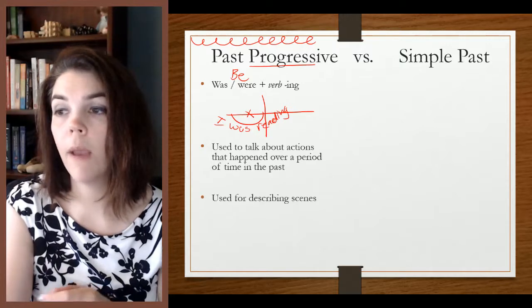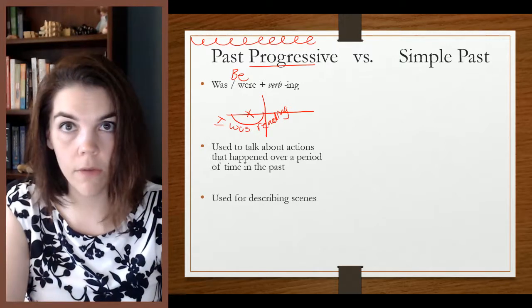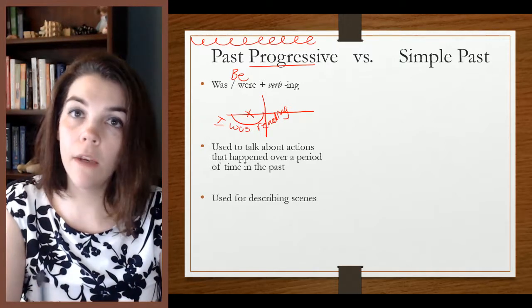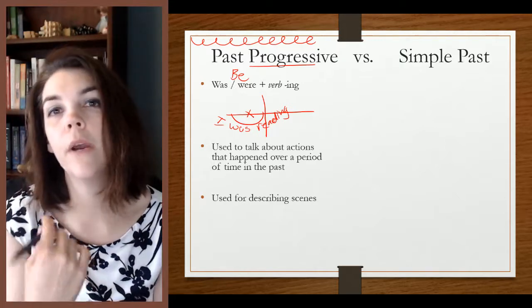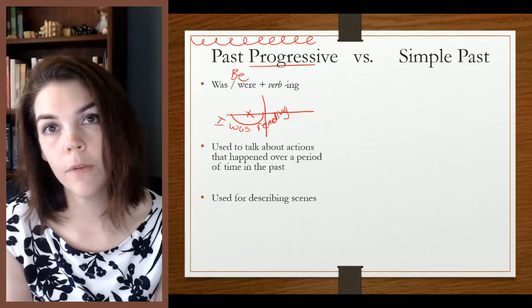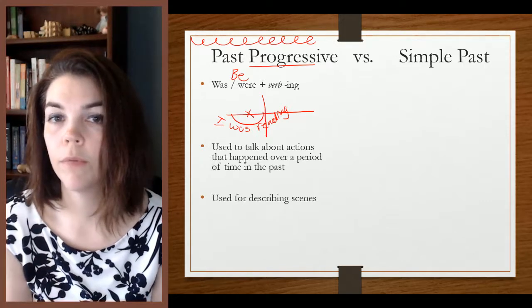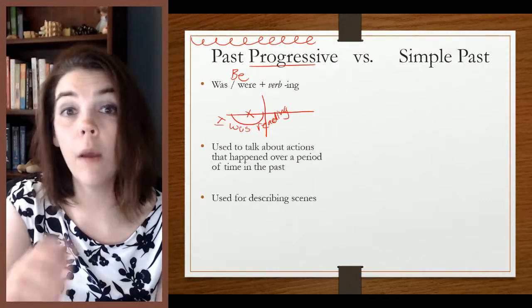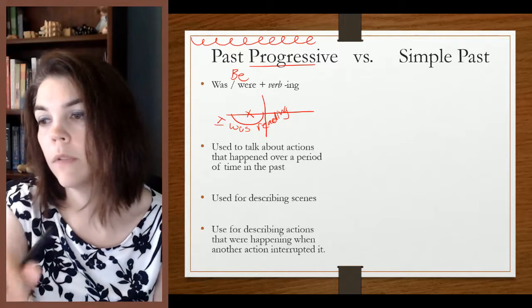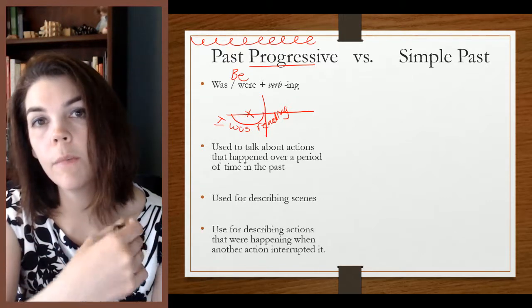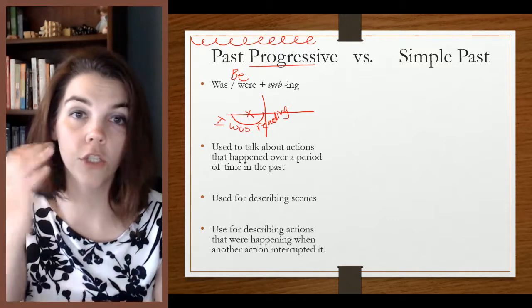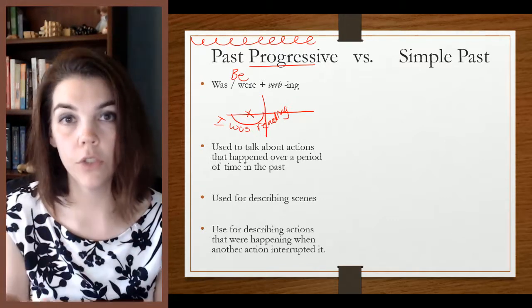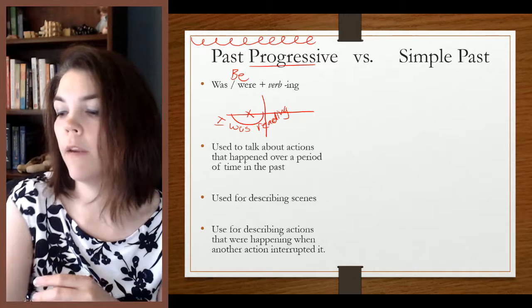We also use past progressive to describe scenes. And at the end of this video, I'll tell you about another video that you can watch where I tell you a story and I use the simple past and the past progressive. And that will show the describing scenes point. We also use past progressive to describe actions that were happening when another action interrupted it. And I'll show you examples of that on the next slide.